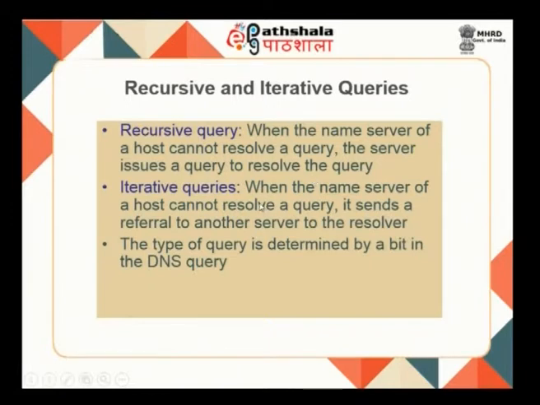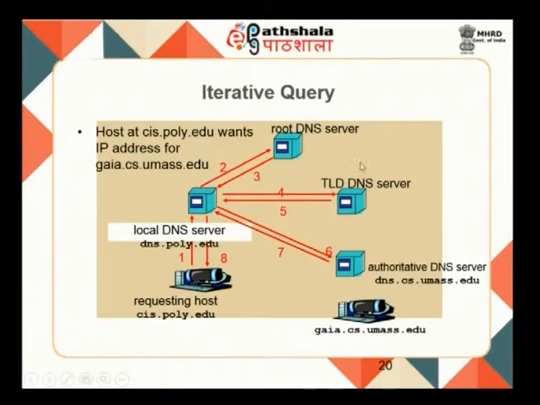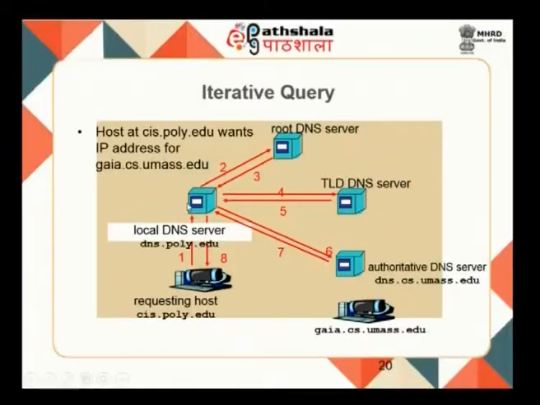This is best understood with an example, so let me explain it to you. Let us say this is our requesting host, which is sending a request for cis.poly.edu. Where will it send it? It will send it to the local DNS server. So, the first step is that the requesting host contacts the local DNS server. Now, let us assume the local DNS server does not have the information for this. What will it do? It will contact the root DNS server.